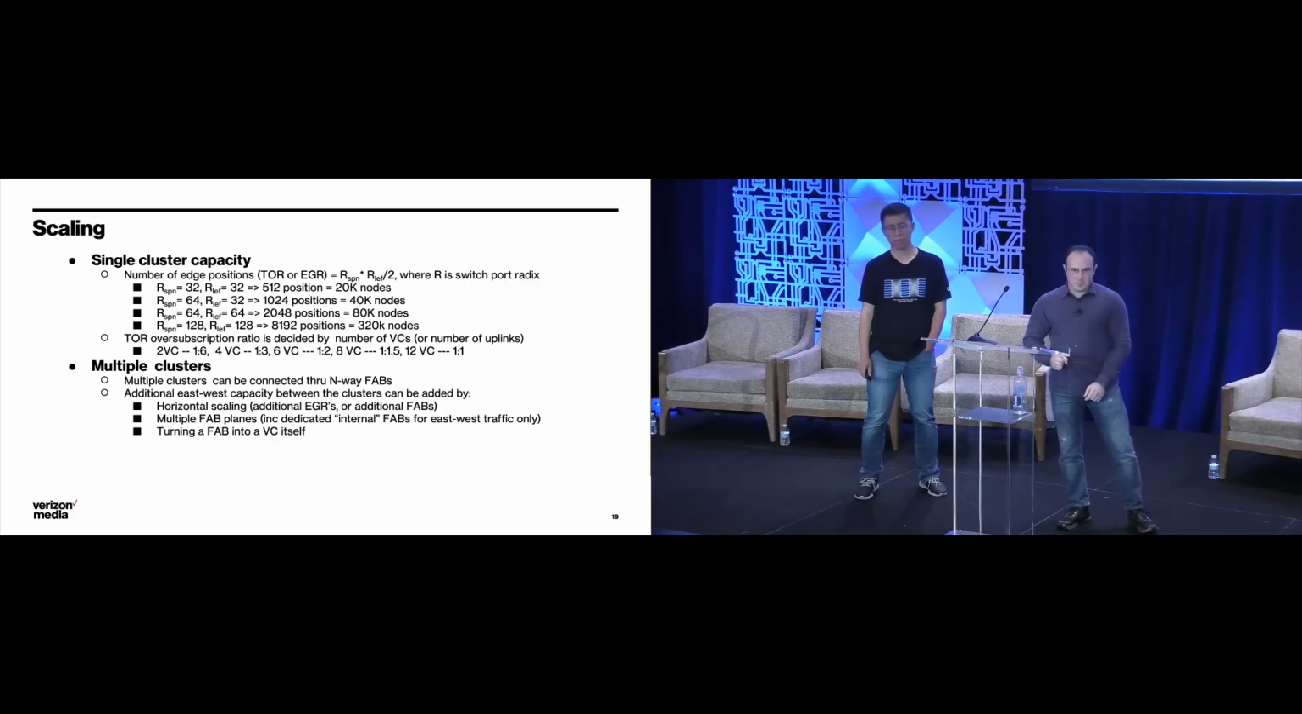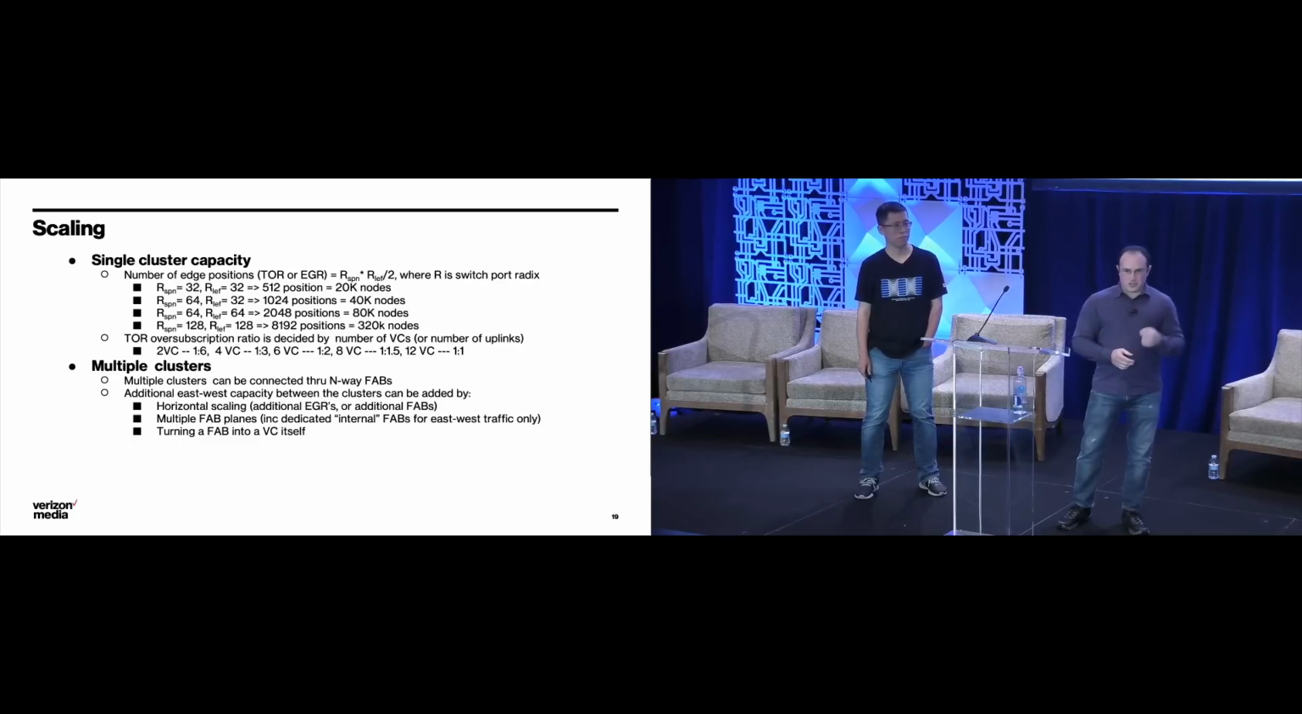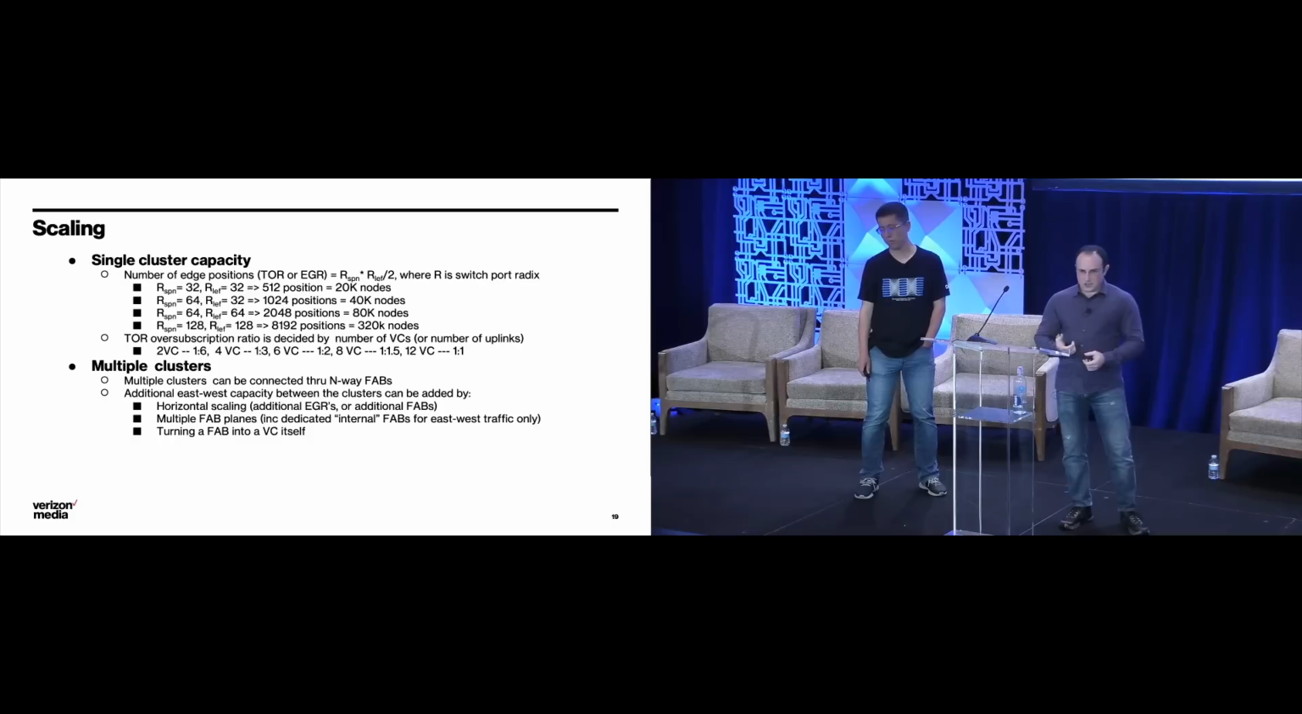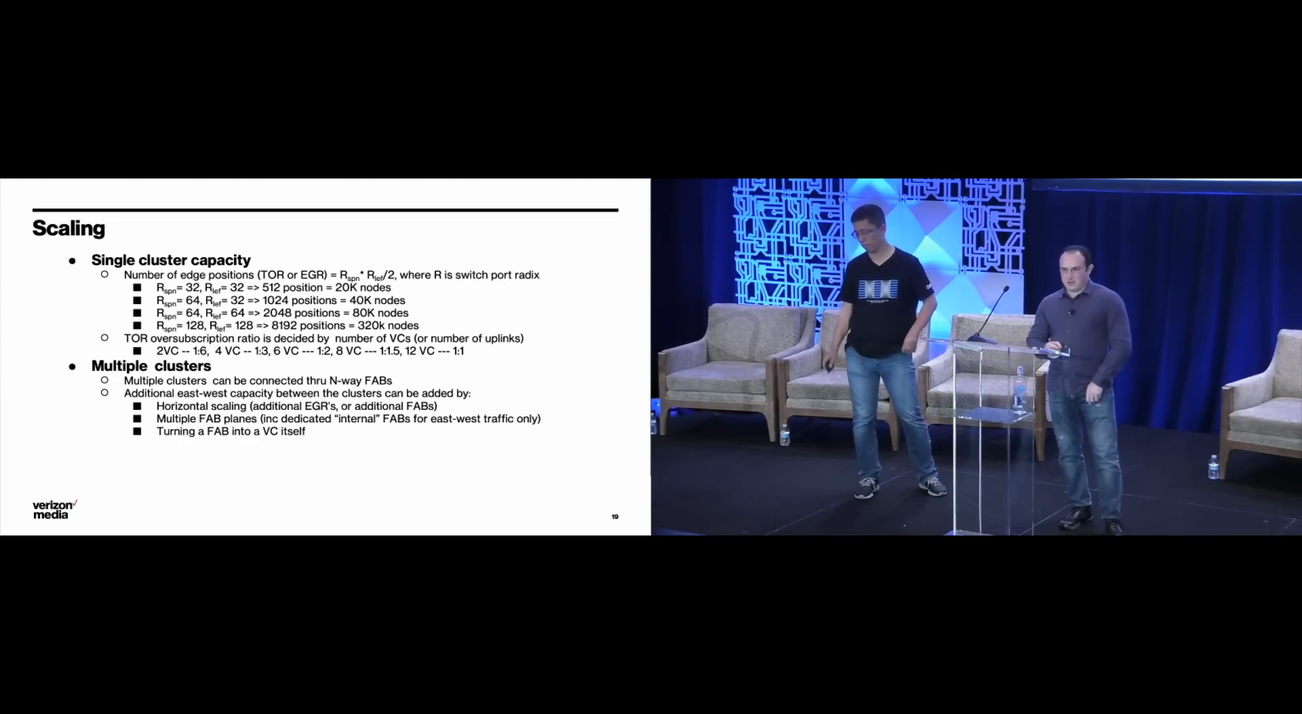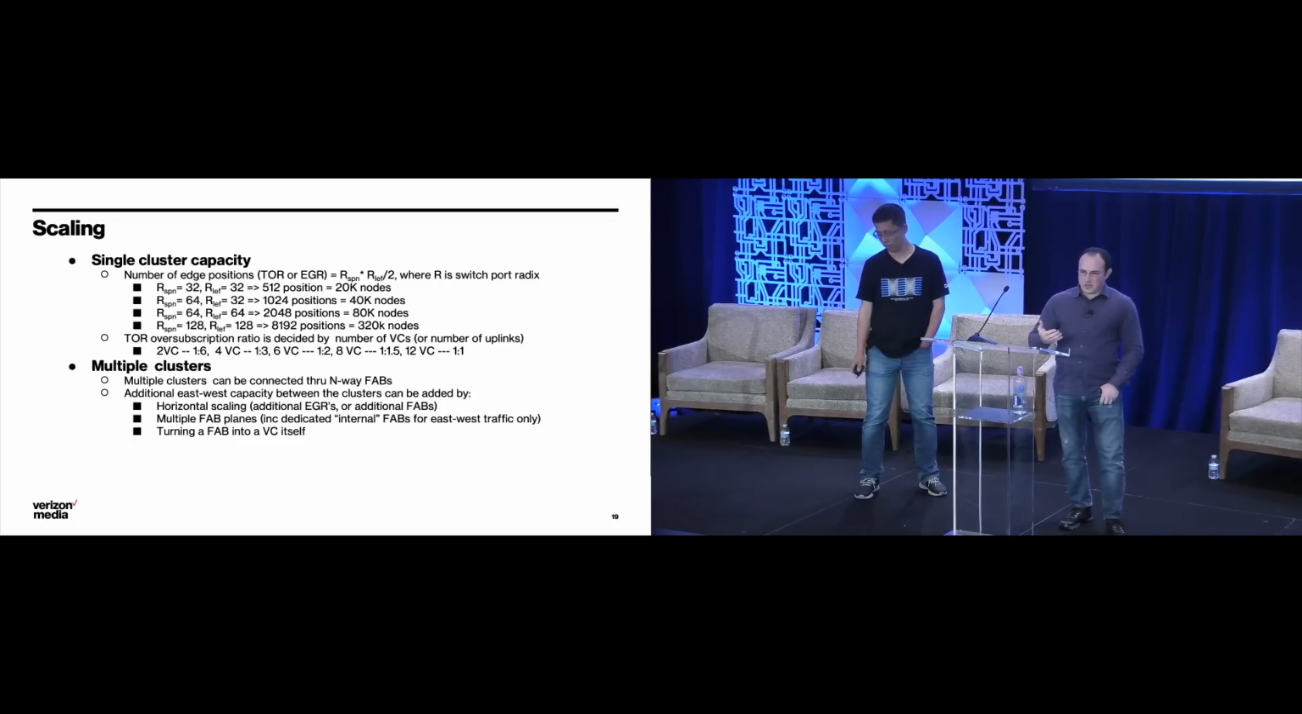You can use a Barefoot class of device for the spine, which is 64 ports, and use a Trident 2 class of device for the leaf, 64 times 32 divided by 2, 1024. You can use 2 Tomahawk class devices to get up to 8,192 positions, which can scale up to 320,000 nodes. It's up to you how big you want to make a blast domain. It's up to you to figure out what portion of those edge positions you want to dedicate to uplinks out of the cluster, as opposed to downlinks, because that's where you can control oversubscription.